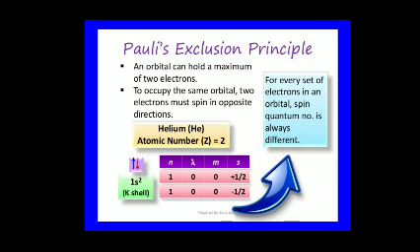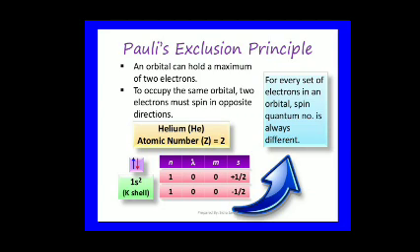Pauli's exclusion principle. An orbital can hold a maximum of 2 electrons. To occupy the same orbital, 2 electrons must spin in opposite directions. Helium's atomic number is 2. These 2 electrons are present in the s orbital, written as 1s2.